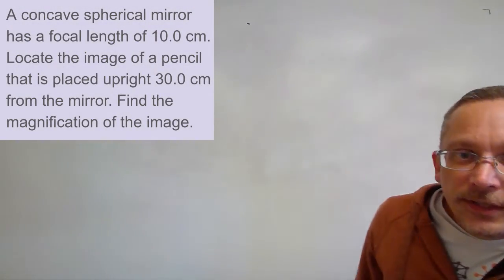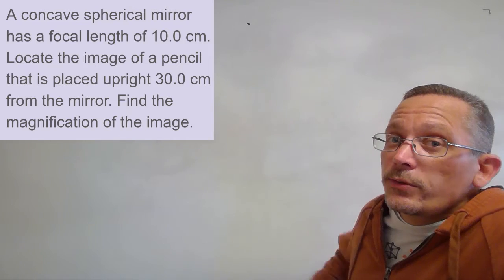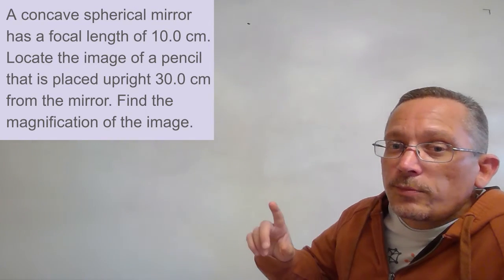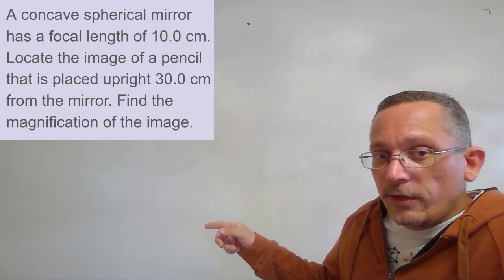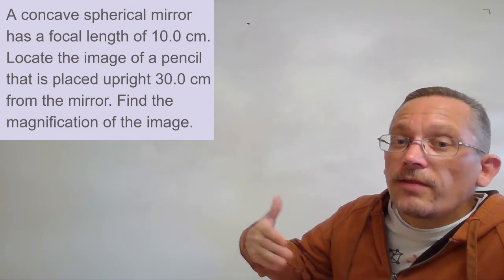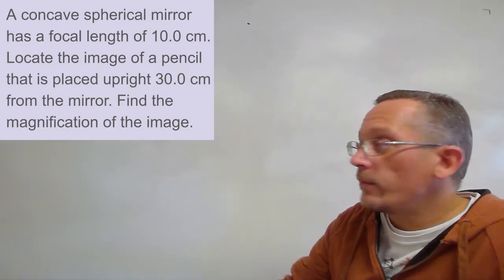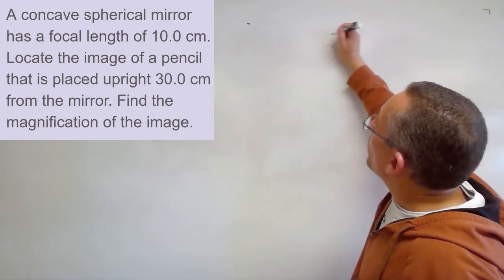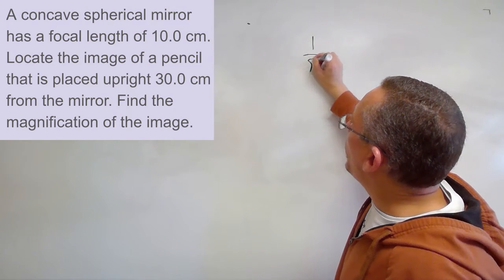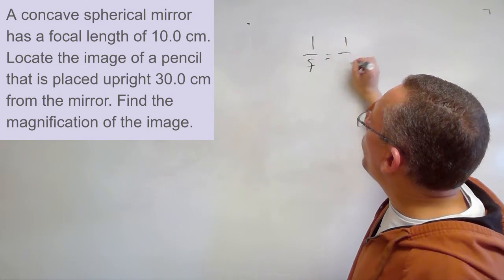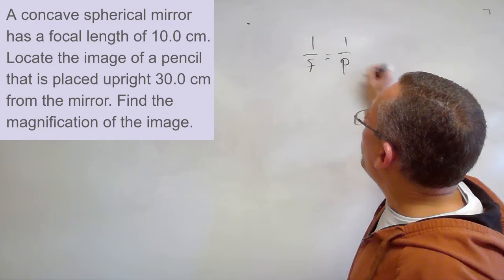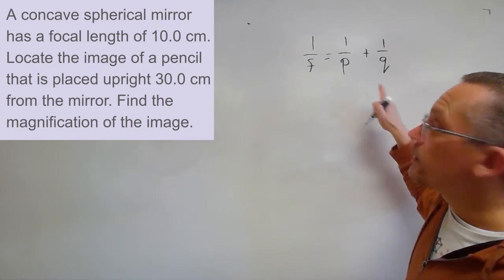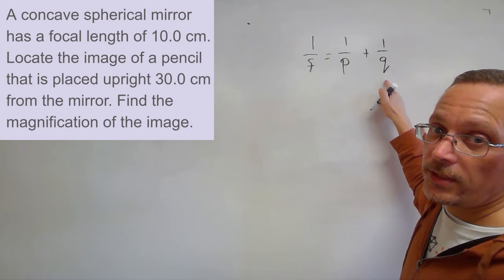It says a concave mirror has a focal length of 10.0 centimeters. Locate the image of a pencil that's placed upright 30 centimeters from the mirror, and then find the magnification. So when it says locate the image, it's asking me to find the image distance. So like we just talked about, 1 over the focal length is 1 over the object distance plus 1 over the image distance. It's asking us to find the image distance.